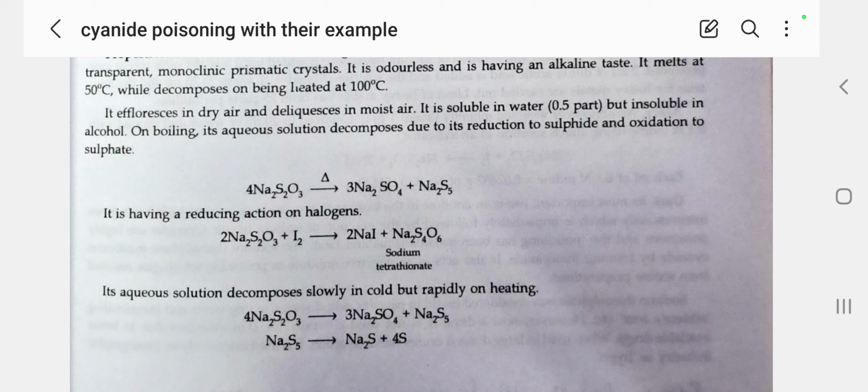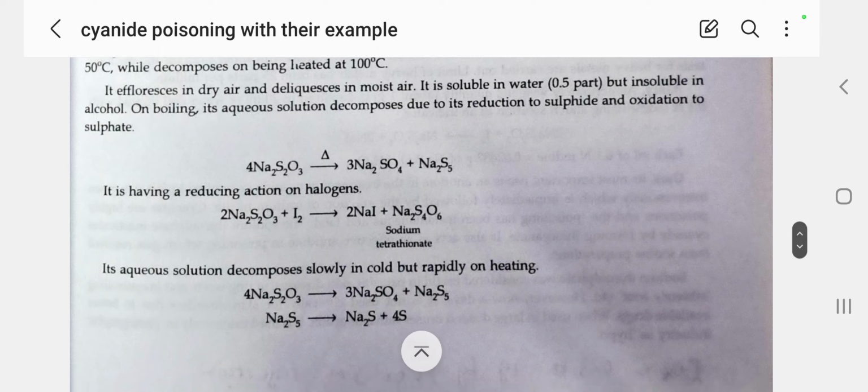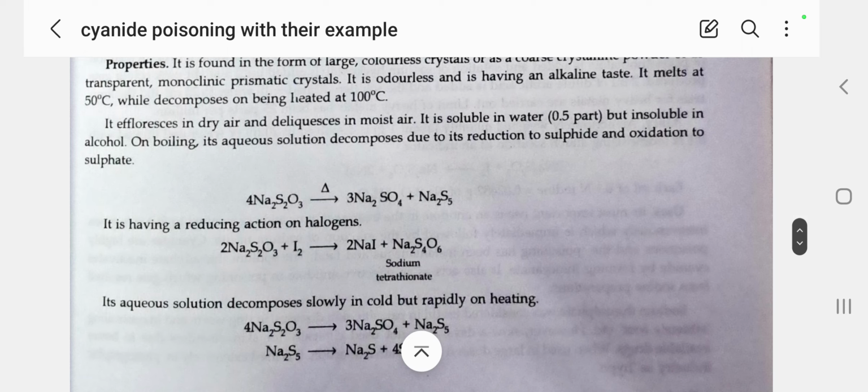It is soluble in water but insoluble in alcohol. On boiling, the aqueous solution decomposes due to its reduction to sulfide and oxidation to sulfate. So, reduction to sulfide and oxidation to sulfate. Next we'll see that sodium thiosulphate on heating gives sodium sulphate and sodium sulfide.